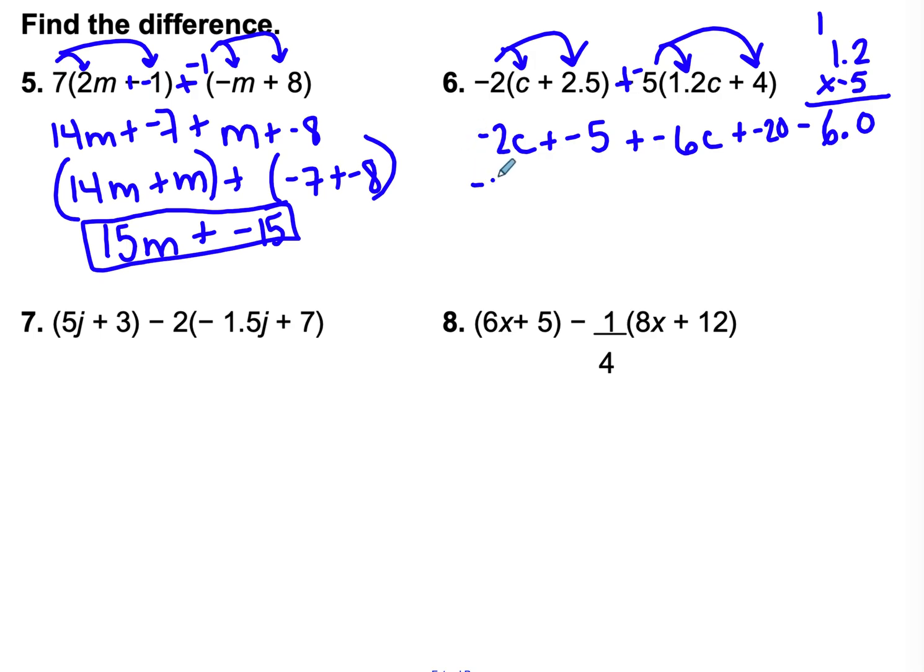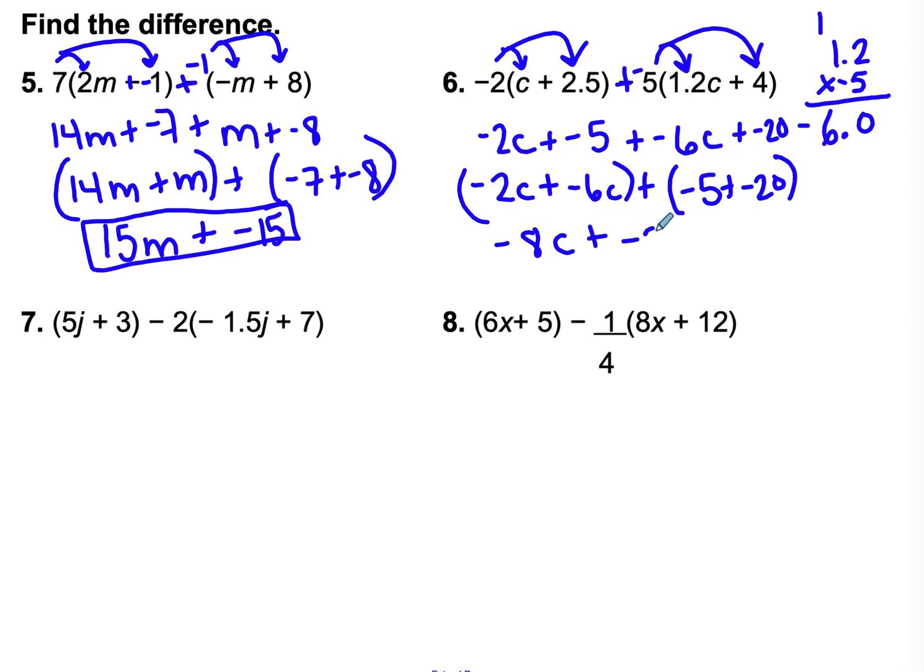Okay, now I'm going to find and combine my like terms. Negative 2c plus negative 6c plus negative 5 plus negative 20. Negative 2c plus negative 6c is negative 8c. Negative 5 plus negative 20 is negative 25.